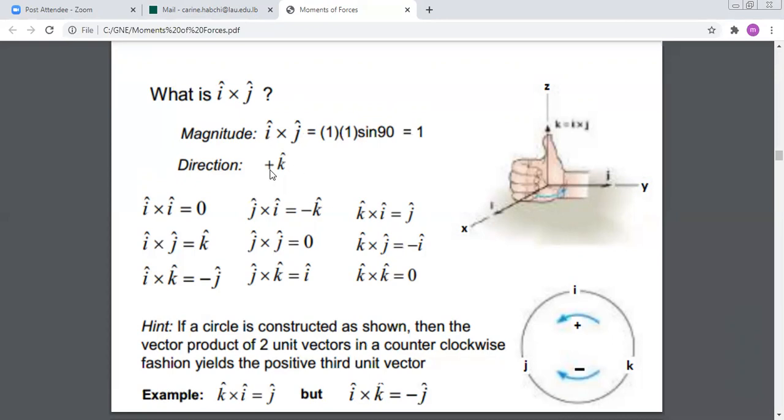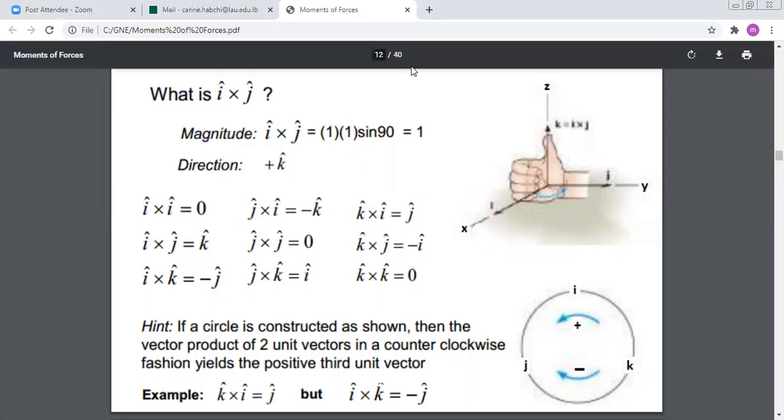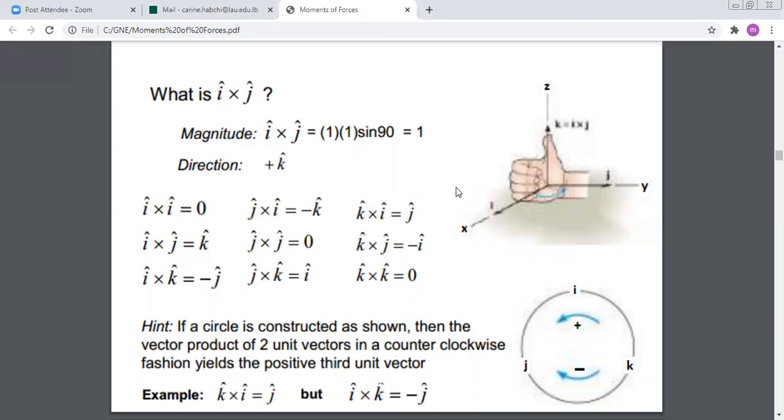And of course, in magnitude, the magnitude of I vectorial J is the magnitude of I times the magnitude of J times the sine of the angle between them. And we know that here it's a rectangular coordinate system, so the angle between I, J, K is 90 degrees. So the sine is 1. This is why we can say that I vectorial J is equal to plus K. Now, if we do, for example, I vectorial I, it will give us 0, because the angle between I and I is 0, and sine of 0 is 0.